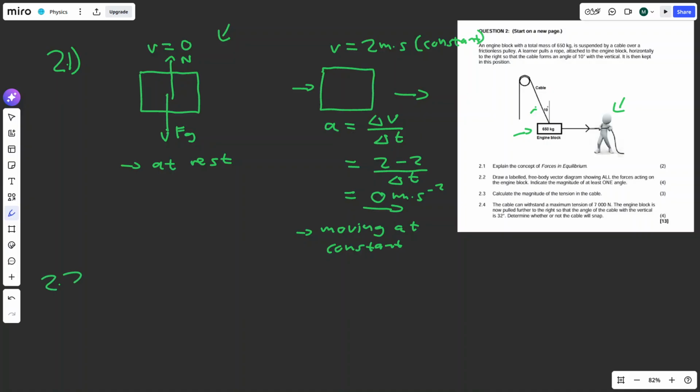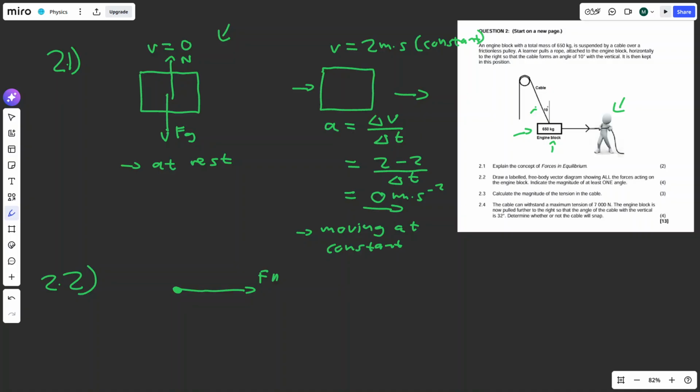In question 2.2, we are required to draw a free body vector diagram showing all the forces acting on the engine block, indicating the magnitude of at least one angle. We start off by putting a point, and this point will serve as our engine block. We've got several forces acting on this object. One in particular is this individual here pulling the engine block to the right. So put a direction towards the right, and then label it as F applied.